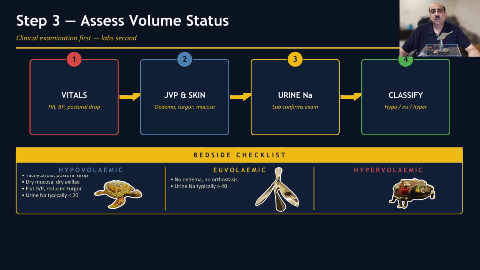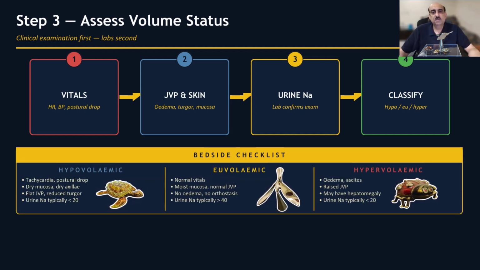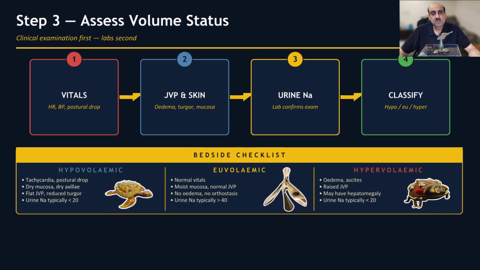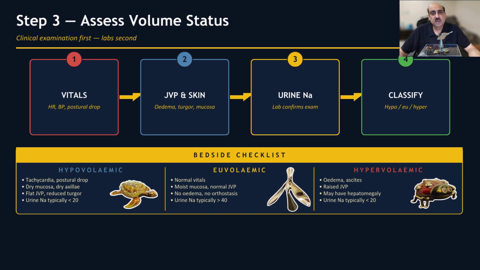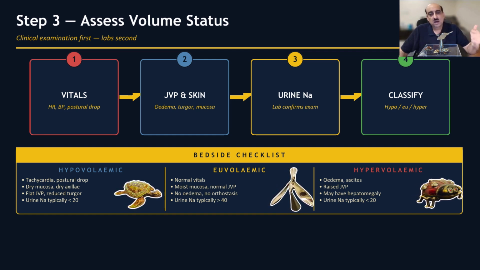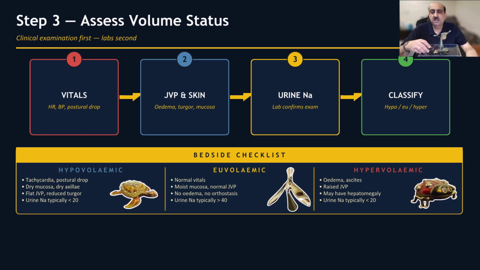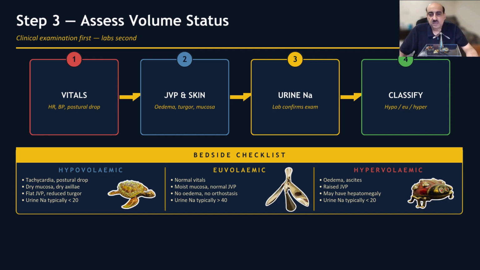And now, based on your clinical assessment of the patient, as per vital signs, JVP and skin assessment, and the urinary sodium, you can classify your patients as hypovolemic, suggested by our bready turtle, hypervolemic, suggested by our techie beetle, and euvolemic in terms of our AG dove. And that would guide us to the next steps.